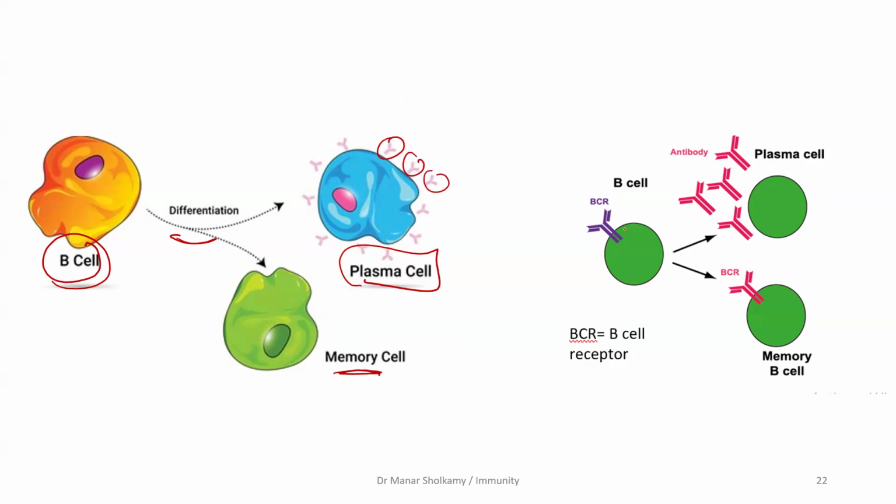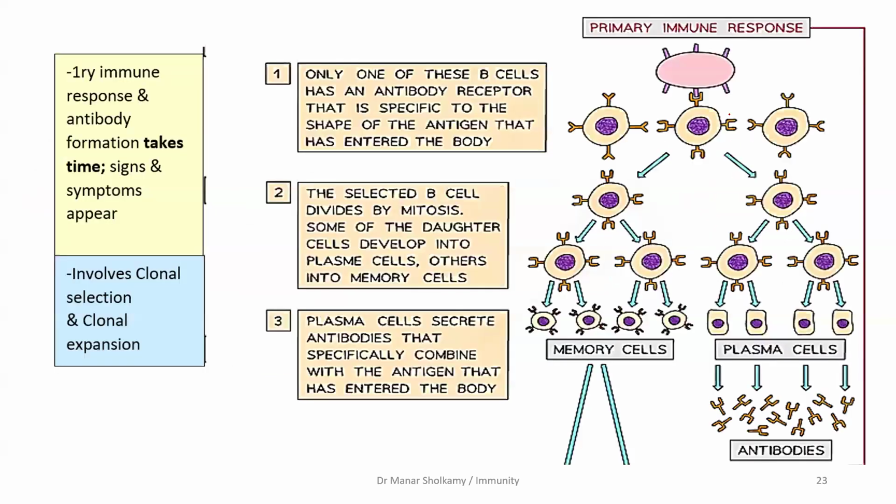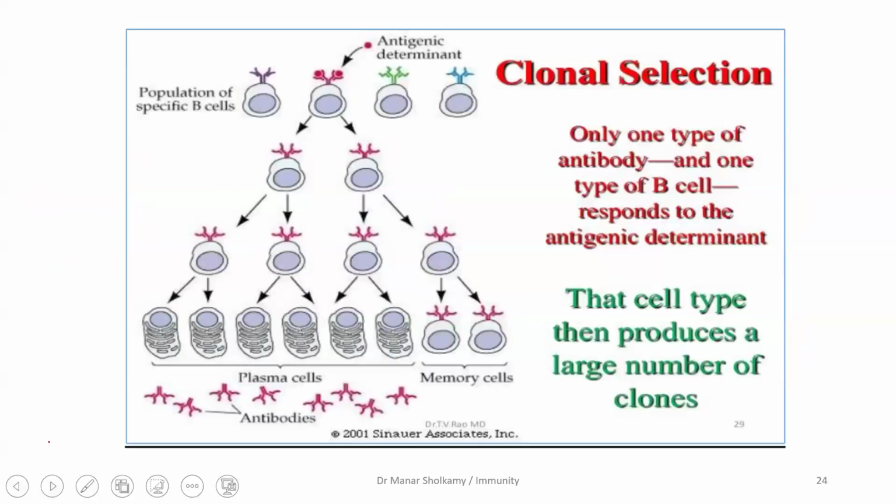Good. When the antibody is attached to the B lymphocyte itself or the B cell, it's called the B cell receptor. When it is released into the blood, it is called the antibody. Fine. I have nice pictures, but I like to do my own drawings.